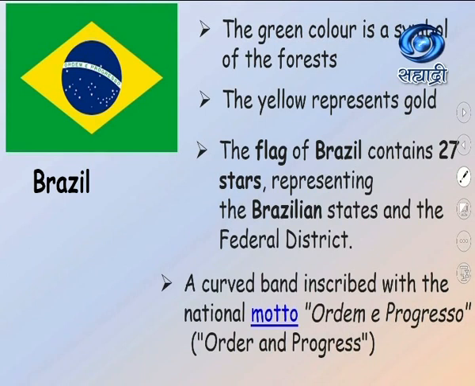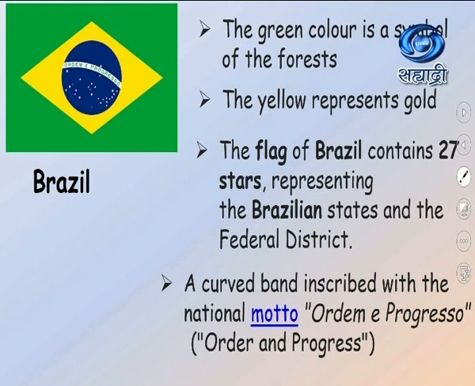Here we see the Brazilian flag having green color with a yellow diamond shape with a spherical disc in the center. So what do these three colors represent? Let's see. The green color is a symbol of the forest. As we know, Brazil has a huge Amazon forest as it lies in the equatorial region. So the green color represents the forest. The yellow represents the gold.